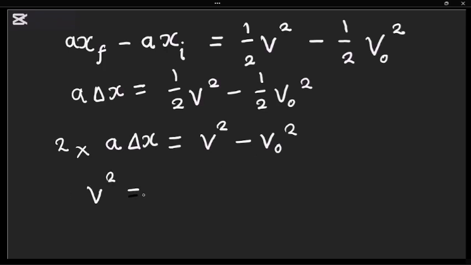So if you rearrange this to make v squared the subject of the formula, it will give you v squared equal to v naught squared plus 2a change in x, which is your second kinematics equation. So this is how we simply derive the 3 kinematics equations.